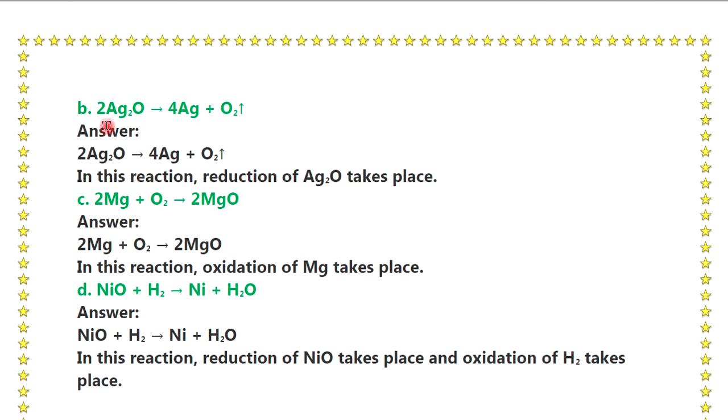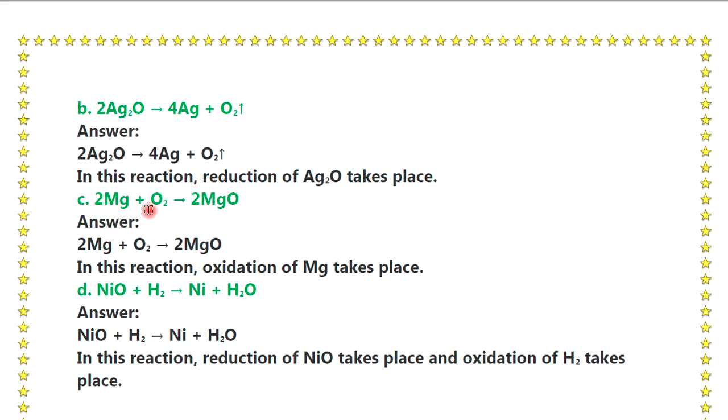B. 2Ag2O gives rise to 4Ag plus O2 liberated. Answer: 2Ag2O gives rise to 4Ag plus O2 liberated. In this reaction, reduction of Ag2O takes place.